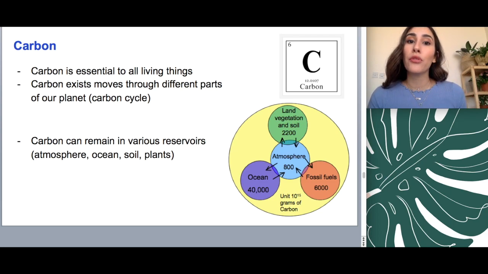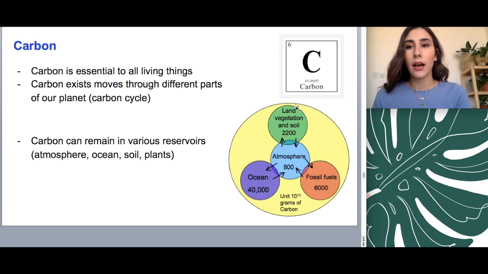Carbon is able to move through the different parts of our planet through the carbon cycle, and it essentially moves through the different spheres that we discussed last time. In addition, carbon has the ability to remain in these reservoirs or locations on our planet that hold high amounts of carbon. If you take a look at the picture down here, these are examples of different reservoirs of carbon found on Earth. The main reservoir of carbon is the ocean, and you'll notice that in terms of how many grams, or in this case, thousands of grams, of carbon, the ocean holds the most.